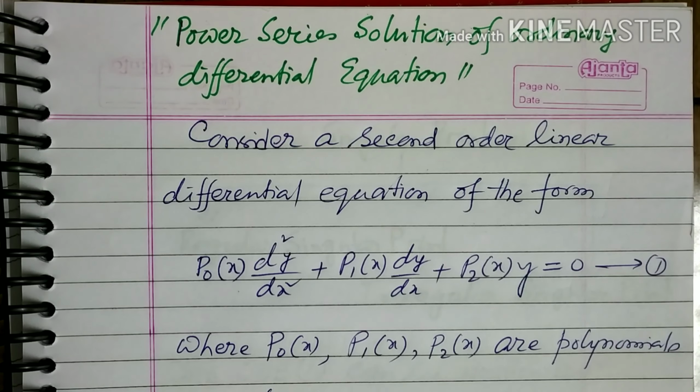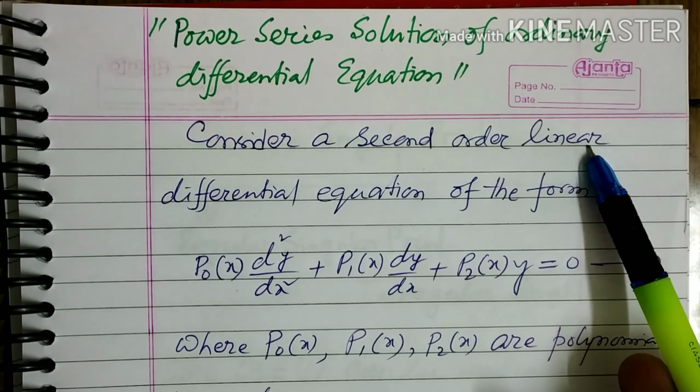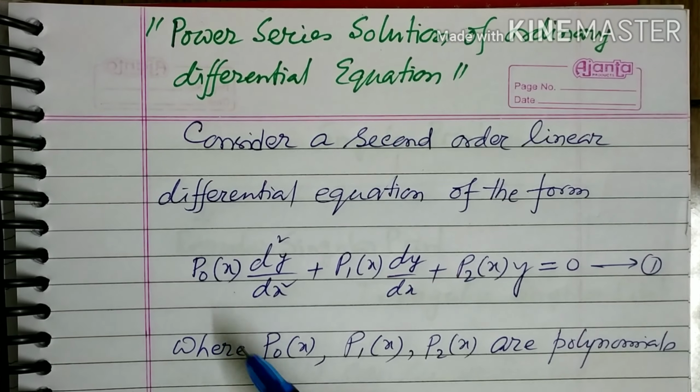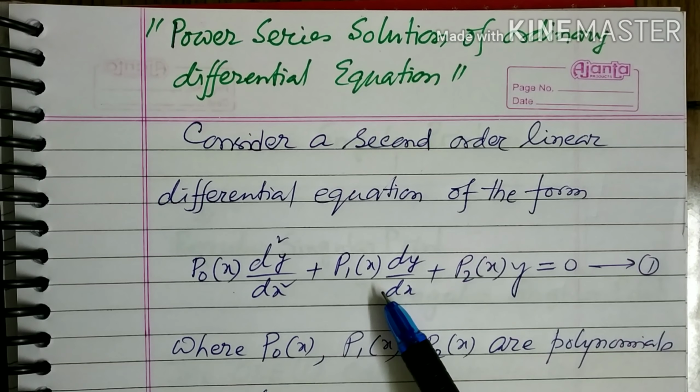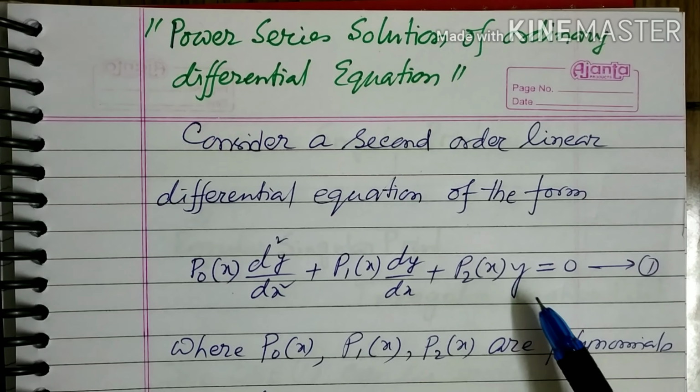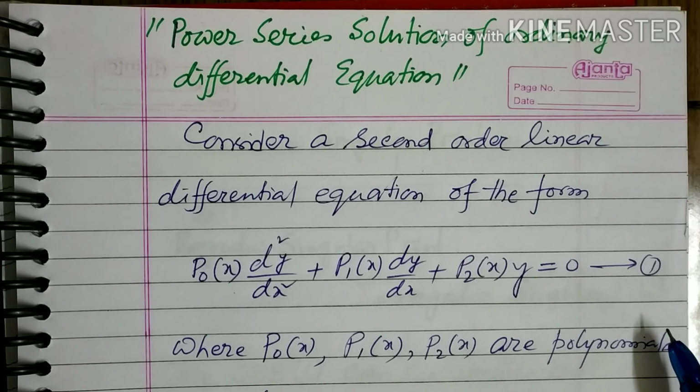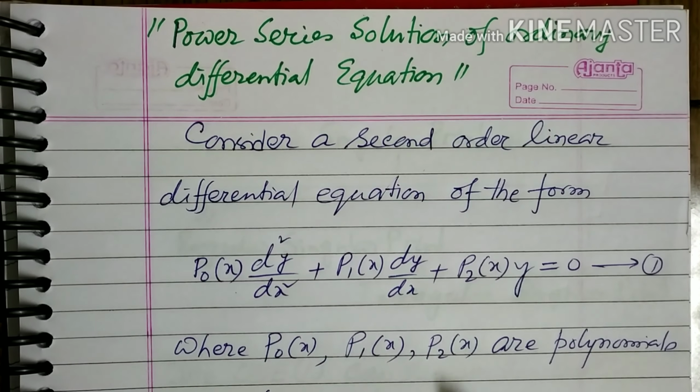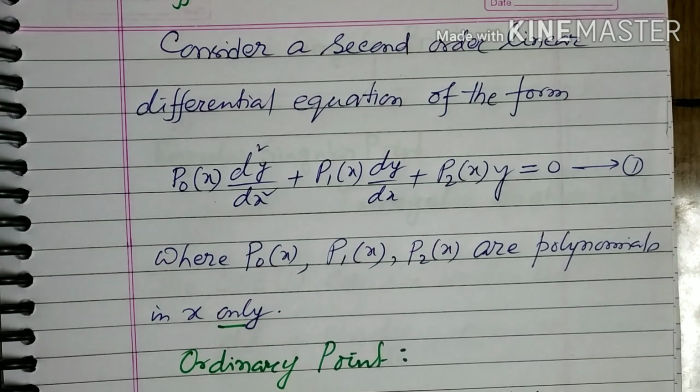However, this differential equation may be solved by numerical method, but it is also possible to find a convergent series whose terms are different powers of the independent variable as solution. Consider a second order linear differential equation of the form p0(x) d2y/dx square plus p1(x) dy/dx plus p2(x) y equals 0, where p0, p1, p2 are polynomial functions of x only.